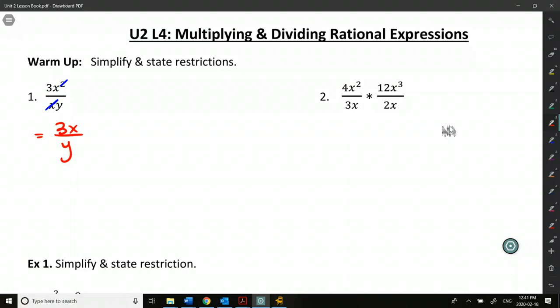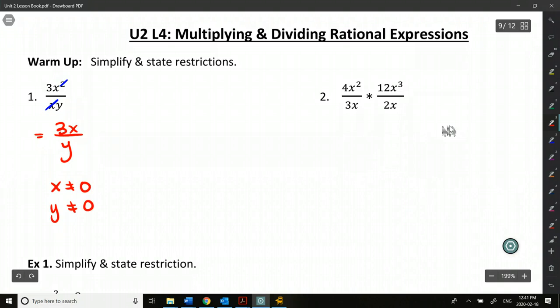Okay, so restrictions are produced when we have variables in our denominator, right? So if I have x times y right here, what value of x could cause the denominator to be 0 if I multiply it by y? 0. And how about for y? If I have y times x, if y is 0, then that also causes the whole denominator to equal 0, right? So we need to say x cannot be 0 and also y cannot be 0.